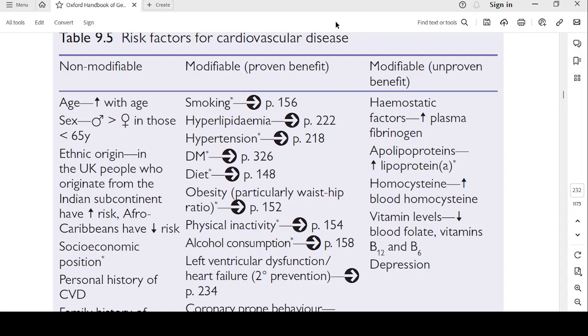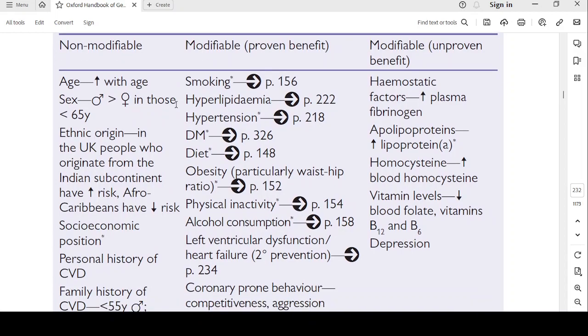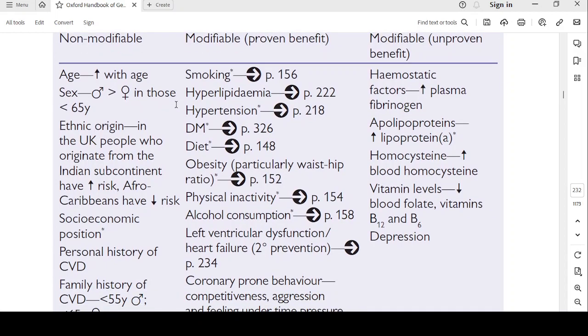Risk factors for cardiovascular disease. This was one table which we said we will discuss. Non-modifiable: so what are the non-modifiable risk factors? Means you can do nothing about them. Like the age of the patient, you can't change the age. The sex of the patient, males are more predisposed than females. They are born males or females, you can't change that. That's why it's non-modifiable.